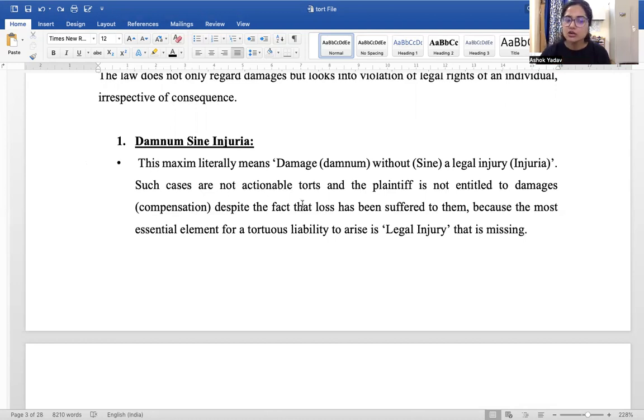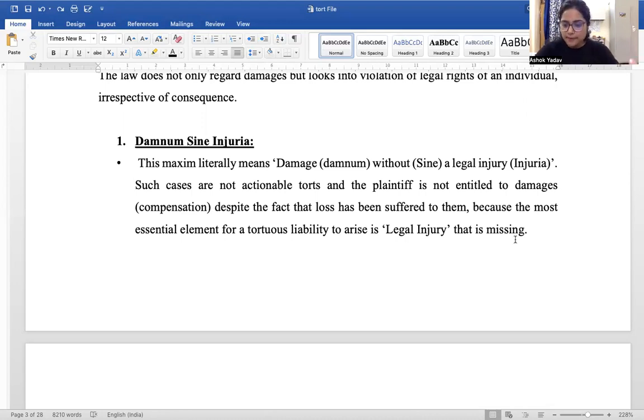So such cases are not actionable torts, and the plaintiff is not entitled to damages or compensation despite the fact that loss has been suffered by them. So even though you suffer some loss or damage, you will not get any compensation in these cases, and these cases are not actionable torts, because the most essential element for tortious liability to arise, legal injury, is missing.